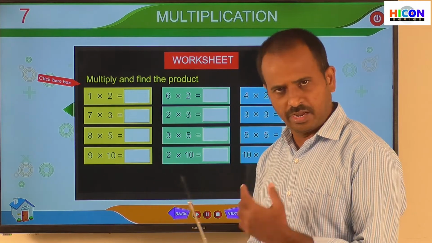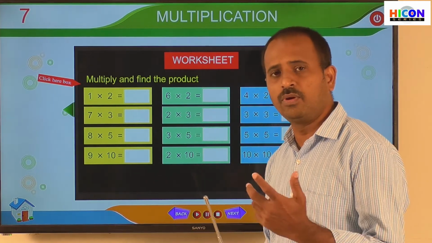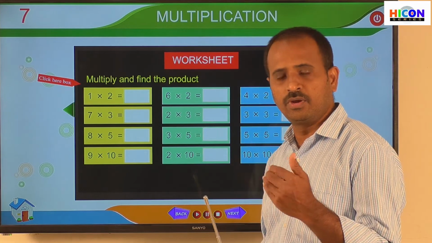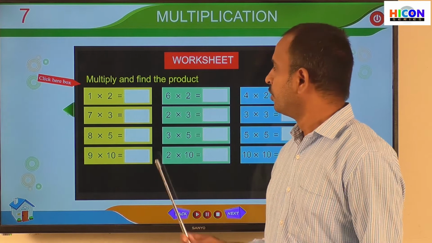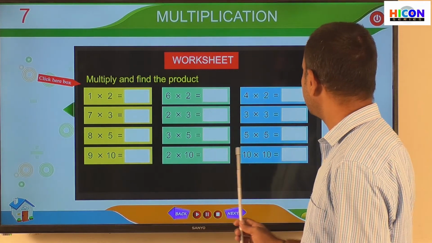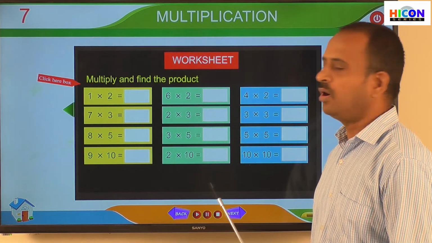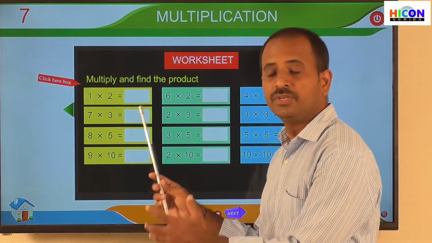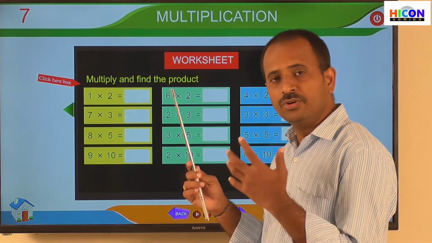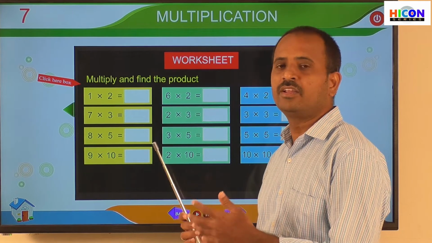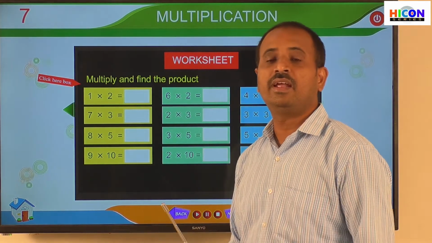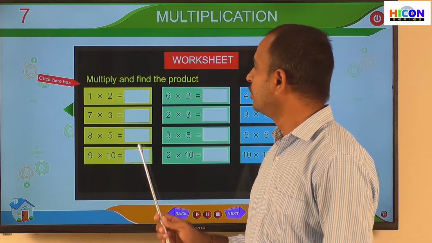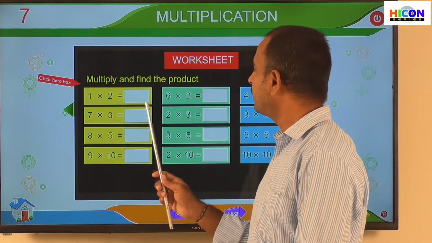If you know the tables, that means the table of 2, the table of 3, the table of 5, and the table of 10, you can easily write the answers for these multiplications. All the multiplications will be based on tables, and we will use the tables while writing answers for the multiplication. So read tables thoroughly and learn them by heart.